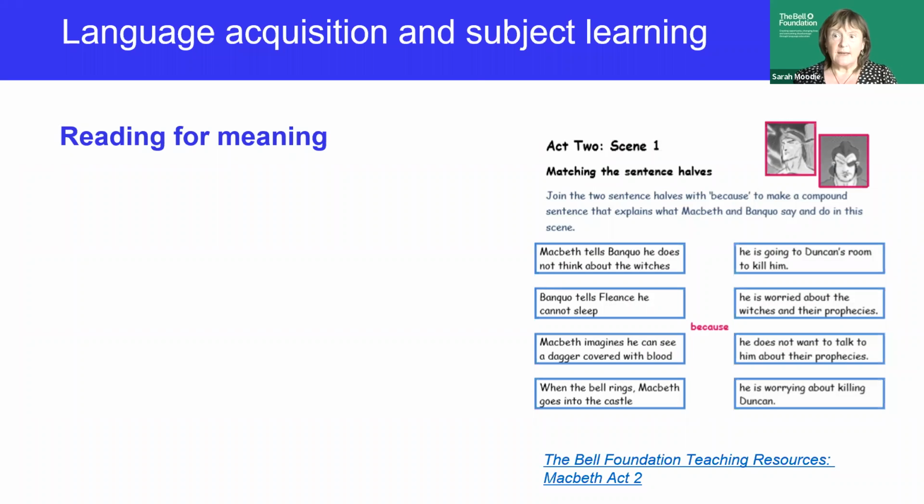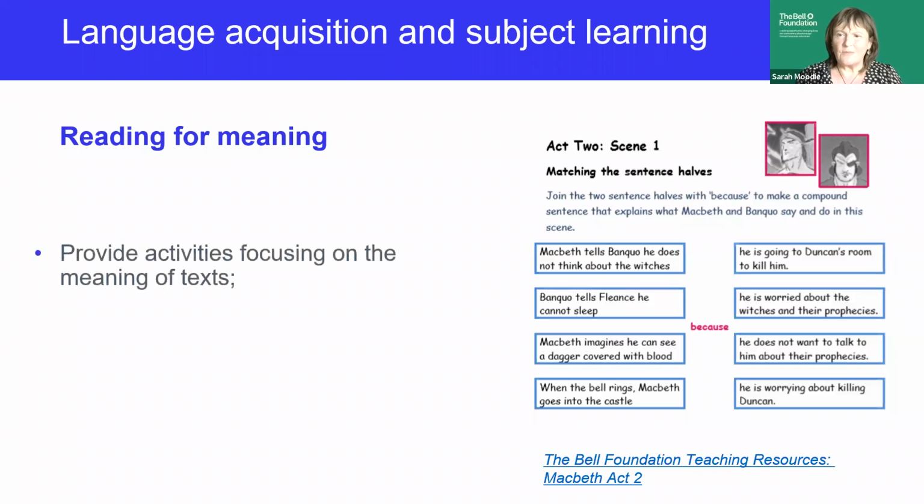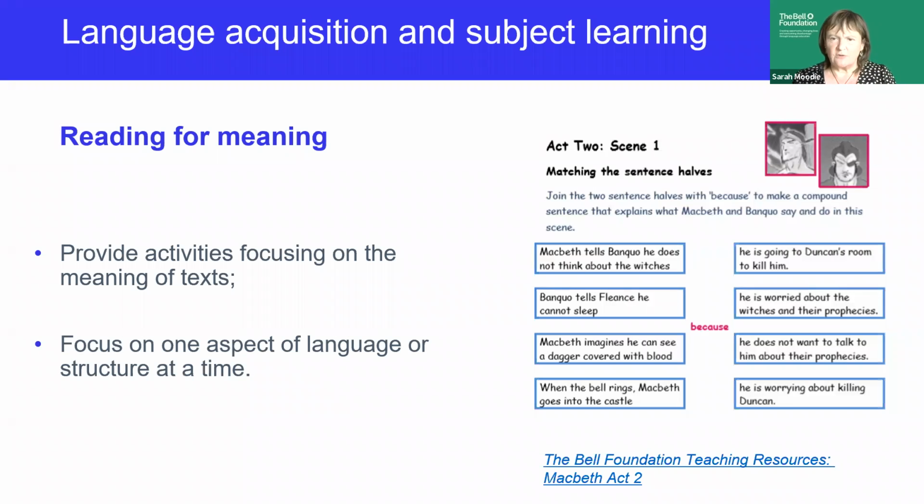Another way of combining language acquisition with subject content is to use activities designed to support reading for meaning. So rather than check for overall understanding of a text, which assumes fluency in a language, these activities focus on the meaning of individual words or phrases, or perhaps even paragraphs. The Bell Foundation website, again, has a large number of these activities. They focus on one aspect of language or grammatical structure at a time. For instance, in the screenshot from our activity about Macbeth here, it's the word because which is focused on. And then the learners have to link the two halves to create meaningful and correct sentences.